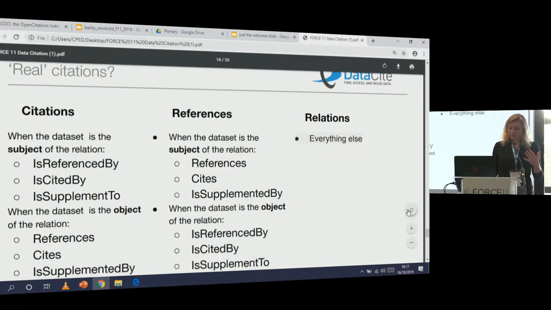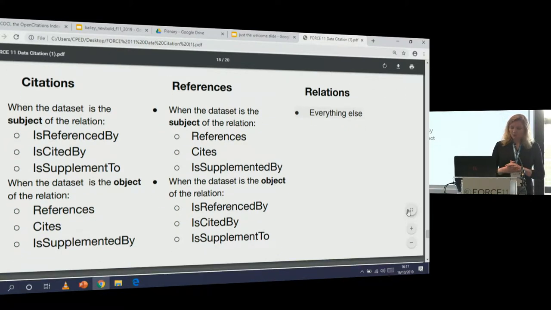But what we're currently thinking is that not everything is a citation. We need multiple categories. What we think are citations is when the data set says, I'm referenced by, I'm cited by, I'm supplement to, or when something else says about the data set, I reference, I cite, or I'm supplemented by this data set. And then we have another category for everything that goes in the opposite direction. So is the data set doing something to something else? And then all these other relation types we're now putting in a bucket, relations.